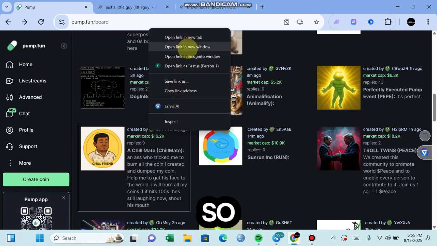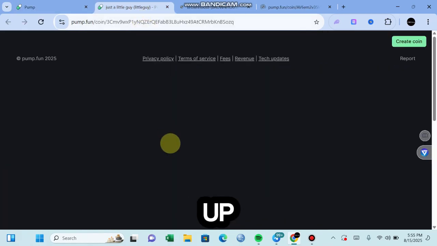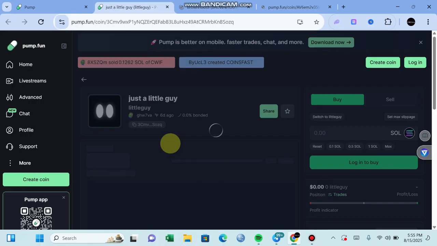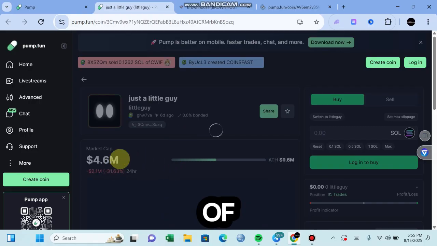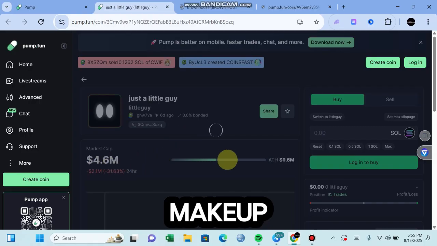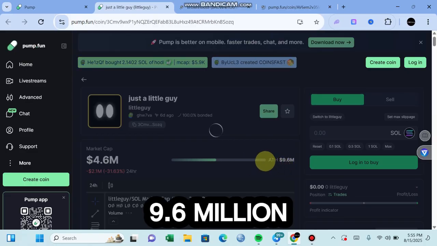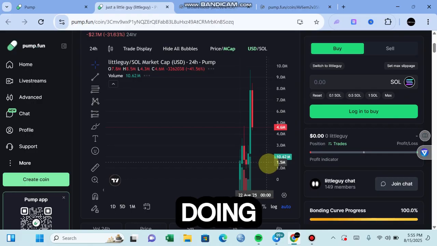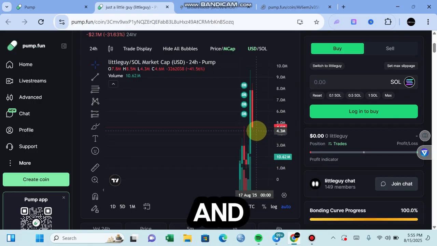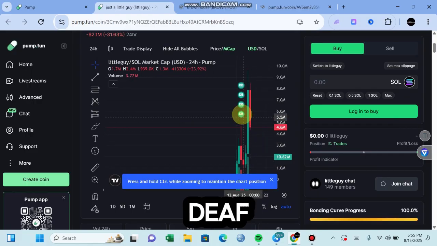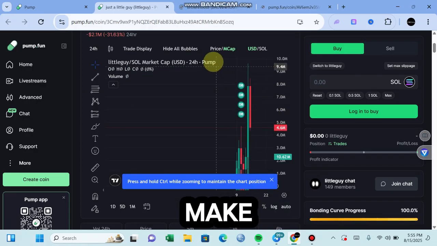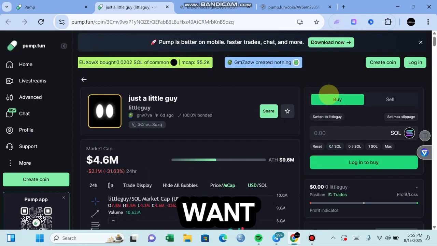You get, so let me open up this first one. Let's just give it a sec. So the market cap of this coin is about 4.6 million, and the all-time high is about 9.6 million, as you can see. So what we're doing is very simple. And on the chart, you can see right here that the dev bought at this particular place, and the dev has not sold.